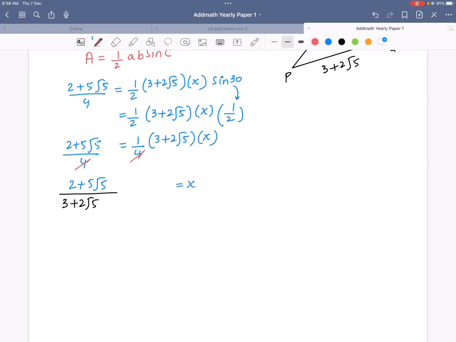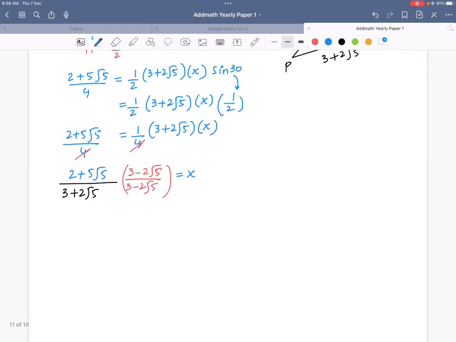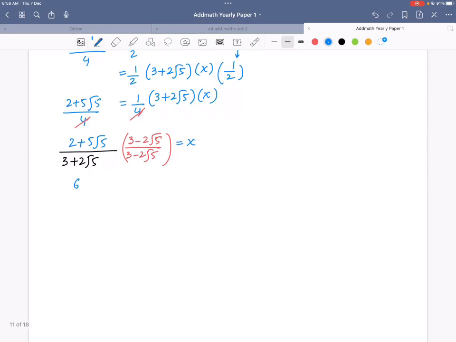Now we need to apply rationalization here. So we need to multiply with 3 minus 2 under root 5 divided by 3 minus 2 under root 5. Simplified. So 2 3s are 6, minus 2 2s are 4 under root 5, 3 5s are 15 under root 5, and minus 5 2s are 10, root 5 and root 5 will be 5. In the denominator, we always have the identity a square minus b square, so a is 3 and b is 2 under root 5.